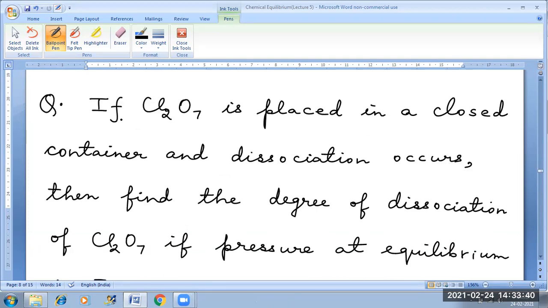But in this question, nothing is mentioned about vapor density. If nothing is mentioned about vapor density, do not use the formula for vapor density. So ignore vapor density because nothing is mentioned about it here.